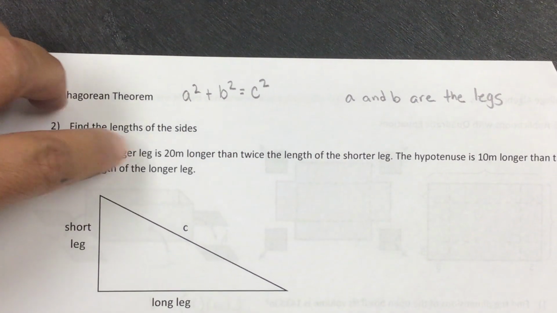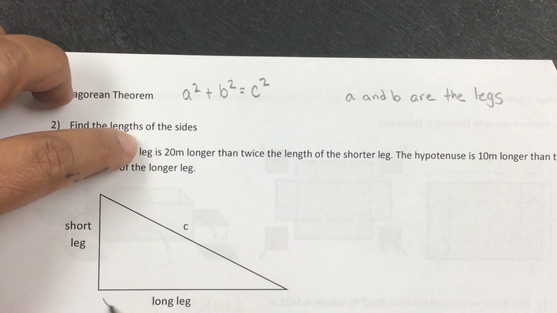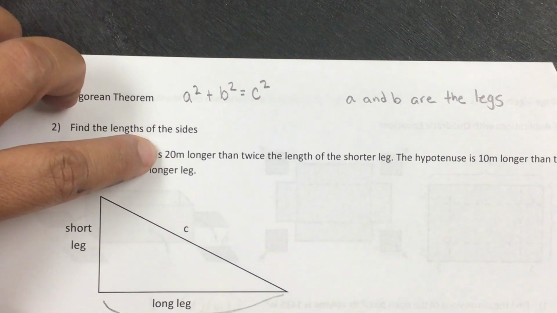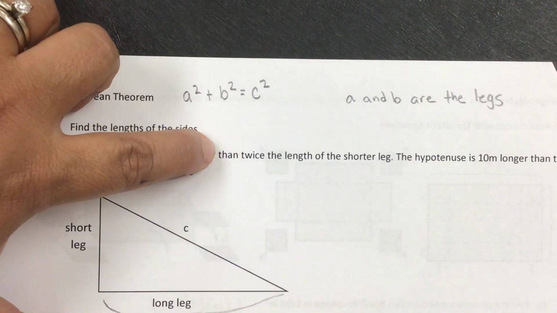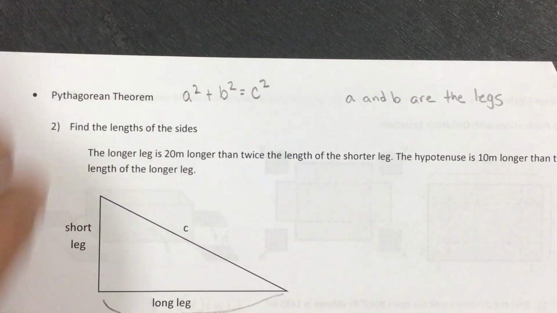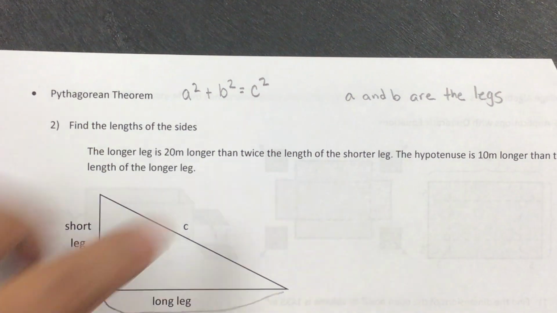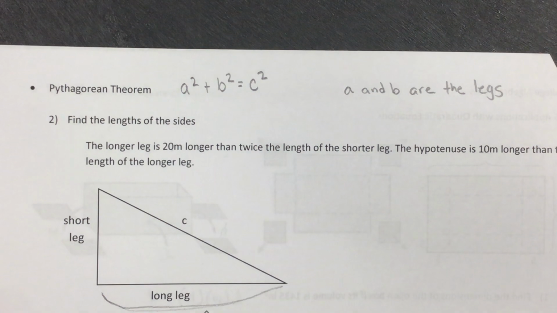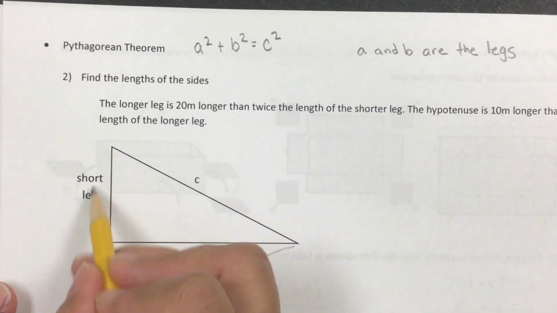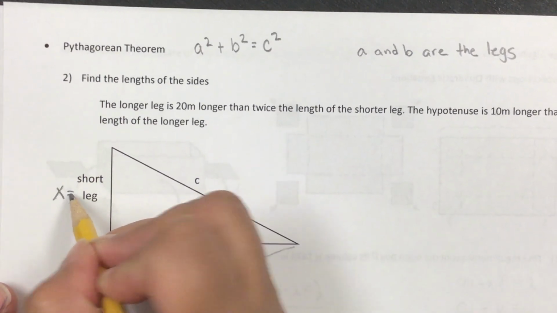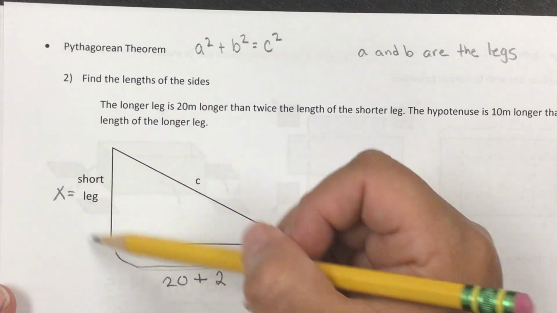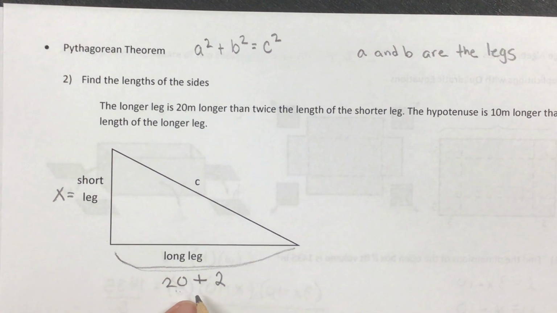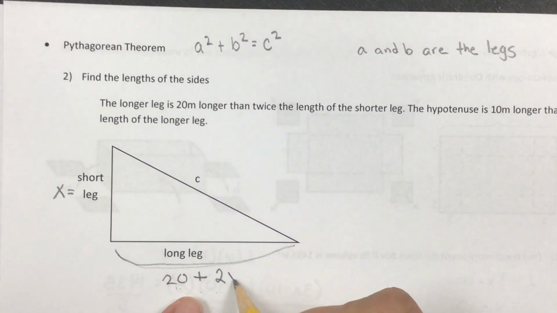So it says the long leg, and here they gave us that notation, that would be the longer side, is 20 longer than, so plus, twice the length of the shorter leg. That means that this shorter leg would be x. So whatever this length was, it's going to be 20 longer than twice that value of x.